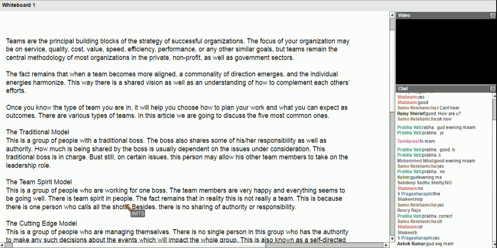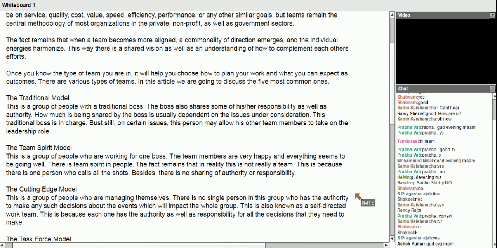So when it comes to the traditional model, this is a group of people with a traditional boss, and in the team spirit model, they are working for one boss. But sometimes, in the traditional model, you will see that the boss is going to share the leadership role. He may allow the other members, but in the team spirit model, you are not going to find that, right? He is going to take all decisions.